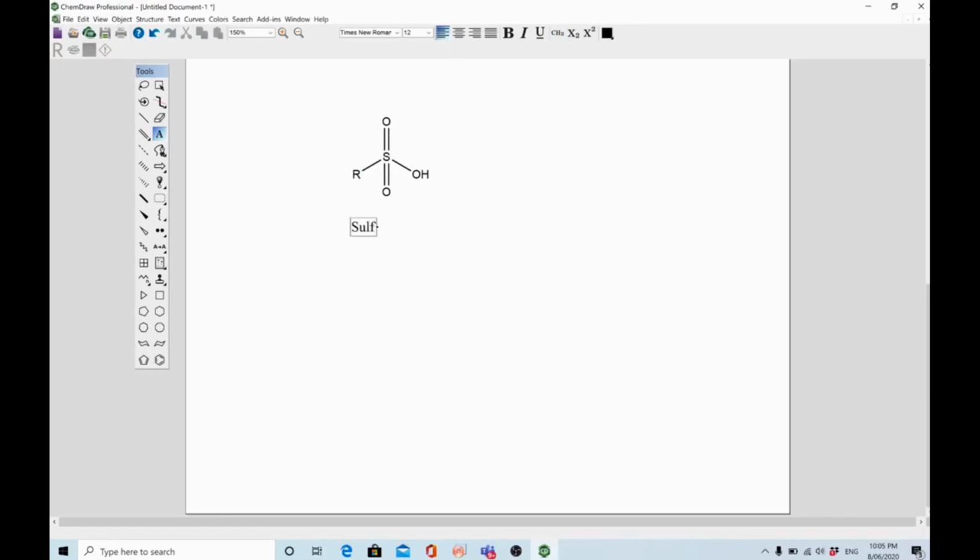This is sulfonic acid, and if you want to know the ester of this, like in the carboxylic acid, that becomes a sulfonic ester. It can act as a protecting group in chemistry. So sulfonic acid, this becomes sulfonic ester.